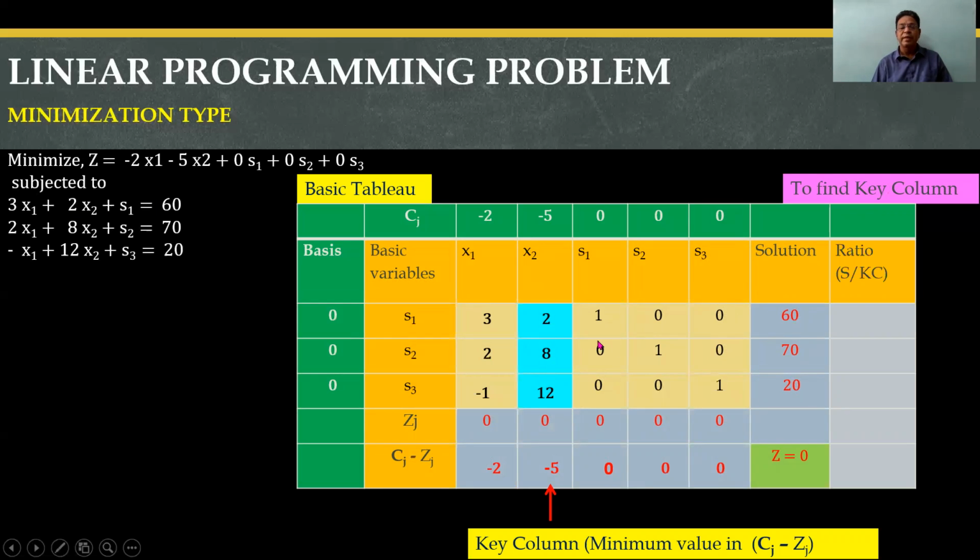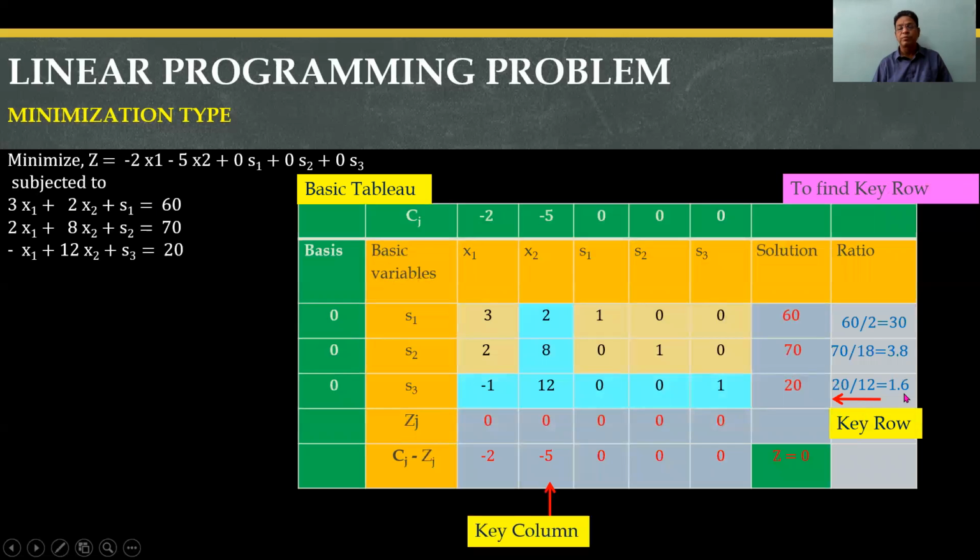So if we divide 60 by 2, we'll get 30, 70 by 8 as 8.75 and 20 by 12 as 1.6. Which is the least of these? Least of these is 1.6. So 1.6 will become the key row. It means that the S3 row will become the key row.